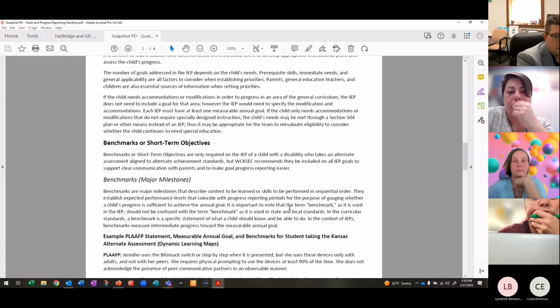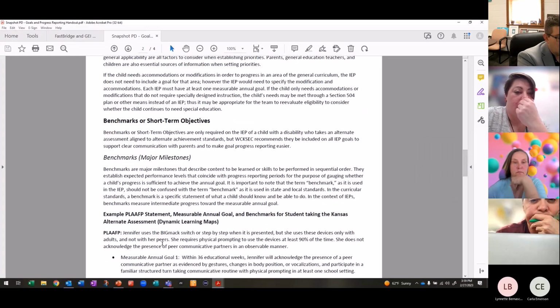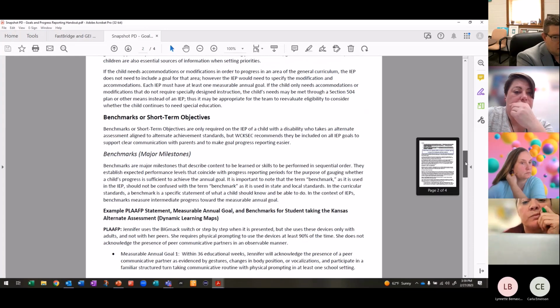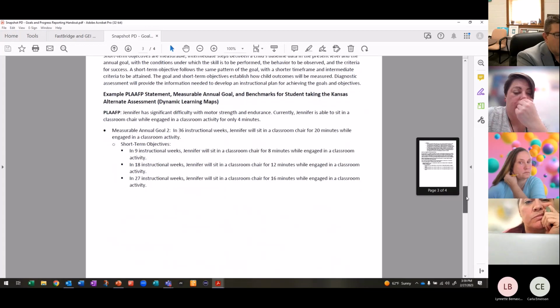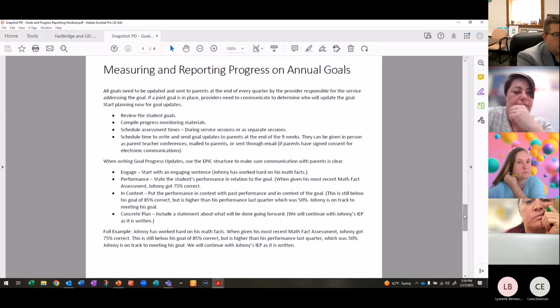This goes into the benchmarks and objectives. This goes into a lot more detail of the difference between benchmarks and objectives. I'm not going to use the time now to do that, but there's something helpful there. And then in reporting, progress reporting, examples of EPIC. Obviously, the example I gave in the training is straight from this.